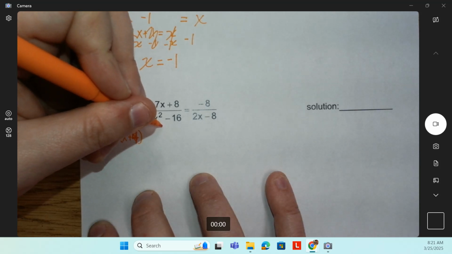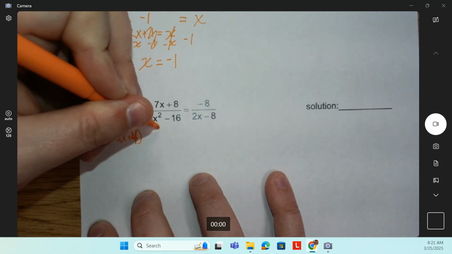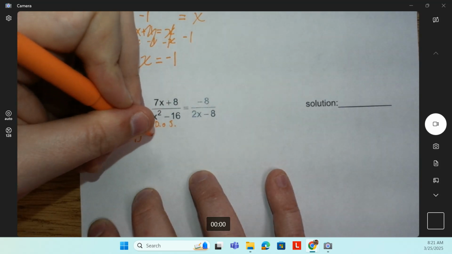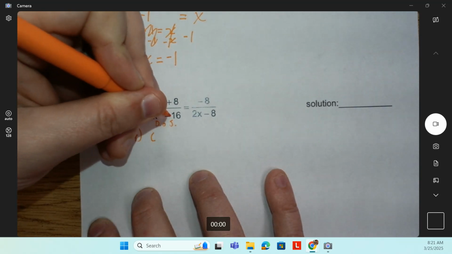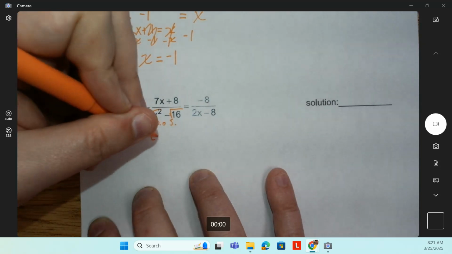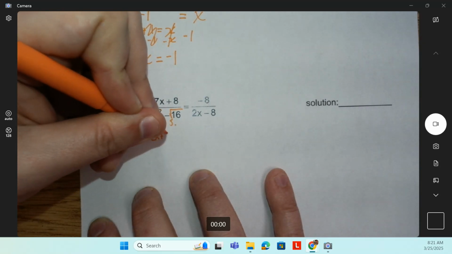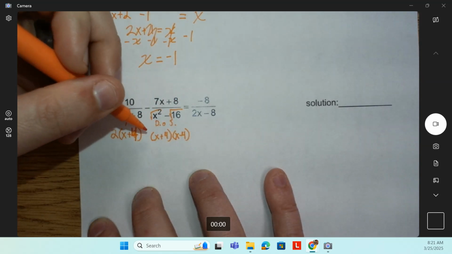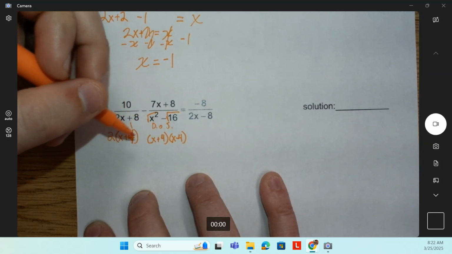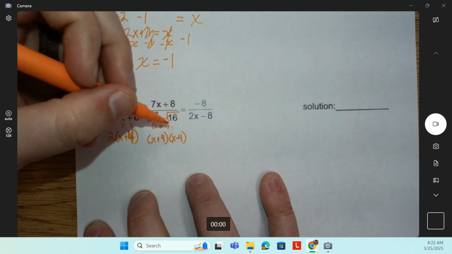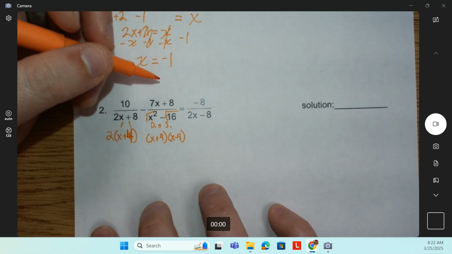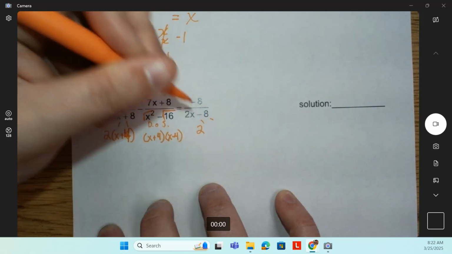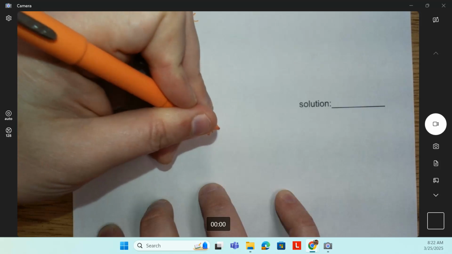Next one, x squared minus 16 is a difference of squares, which means I would take the square root of both, the square root of x squared and the square root of 16. So it'd be x plus 4 and x minus 4. Same thing, you can FOIL those back, multiply them together, do the box. It gets you back to the same binomial there. And the last one, similar to the first, the 2 and then an x minus 4.